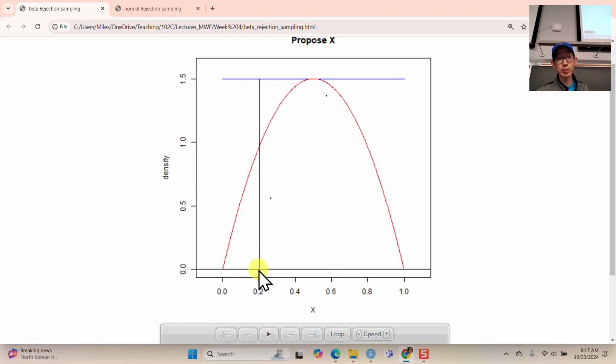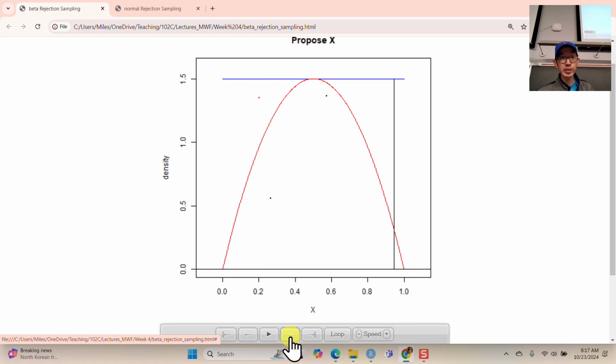Here I propose another value, like 0.2. This time, the random u I generate is similar to the random value over here. It's 0.9 something, but it's above the red line. So this value is going to get rejected, so it's not going to get accepted. And so I'm going to color that dot in as red. Just to show that it was something that was generated, I'm going to leave a little red dot there, so we have a record of it.